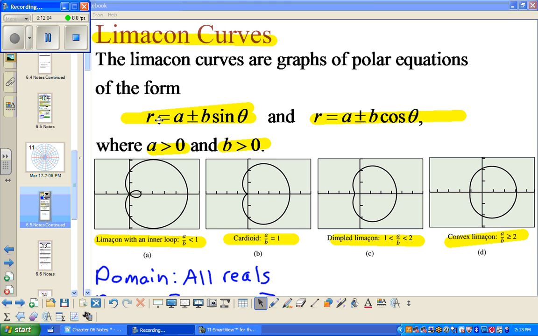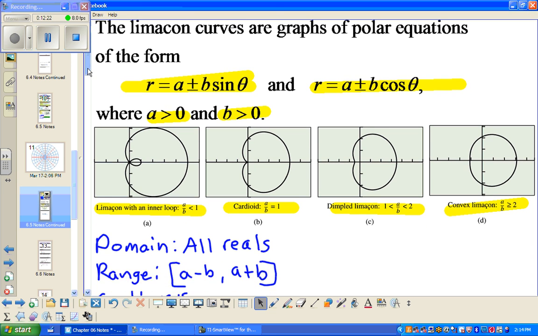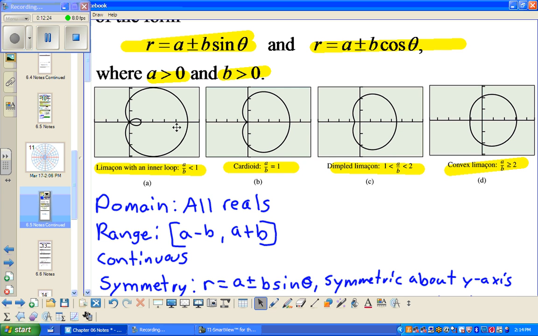Limacons need to be written in the form r equals a plus b sine theta, or a minus b sine theta, or a plus b cosine theta, or a minus b cosine theta, where a is greater than 0 and b is greater than 0. Now there's different types of limacons that you can get. You could get a limacon with an inner loop. That will occur when a over b is less than 1. So when would that occur? Well, if a is smaller than b, that will occur.